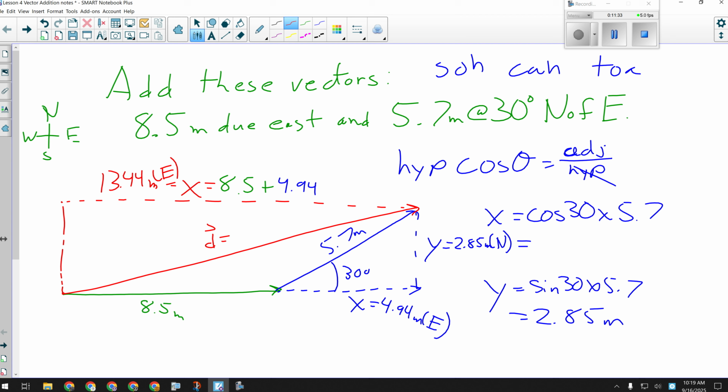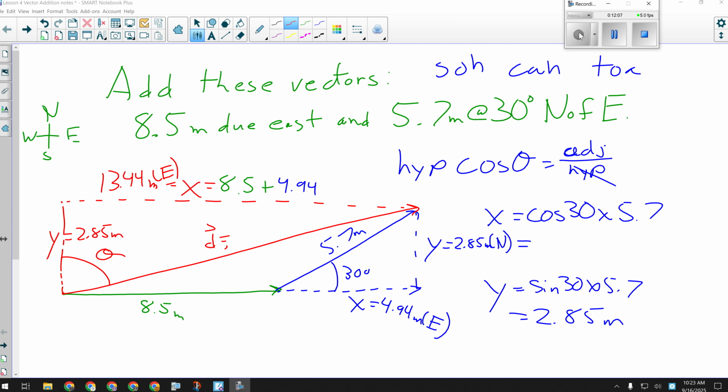Okay, now I also need to know how much north I go. Do I already know that? How far north do I go, Eric? 2.85 meters. Okay, you can do it from here. I want the magnitude and the direction of my total displacement. Give you a couple minutes.